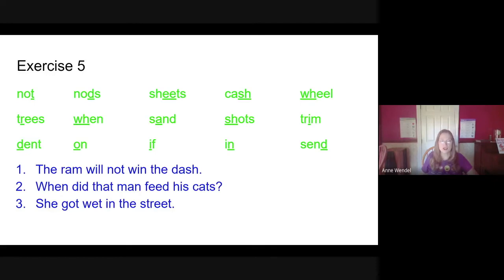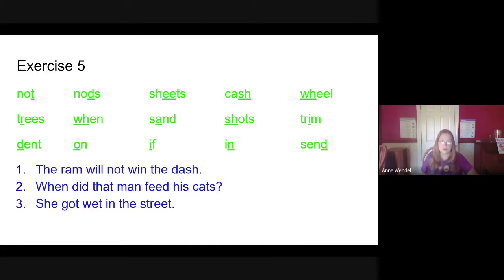Next word. What's the underlined sound? Yes, sh. What's the word? Yes, cash. Next word. What's the underlined sound? Yes. What's the word? Yes, wheel. Okay, did everybody get that? This can be a tongue twister. We're going to try the second line.